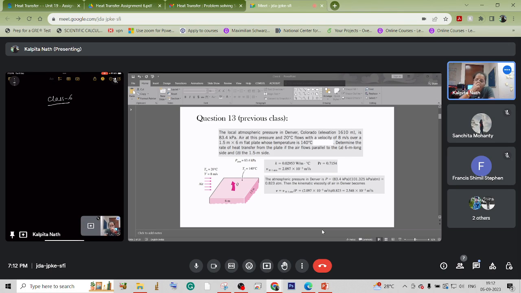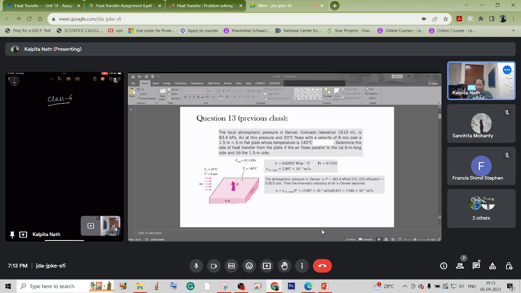The problem says that the local atmospheric pressure in Denver is given as 83.4 kilopascal, and air at this pressure and 20 degrees Celsius flows with a velocity of 8 meter per second over a flat plate. The plate's dimensions and temperature are given. Determine the rate of heat transfer for the plate when the air flows parallel to the 1.5 meter side. We have done part A, where air flowed parallel to the 6 meter side, and now we will solve it for the 1.5 meter side.